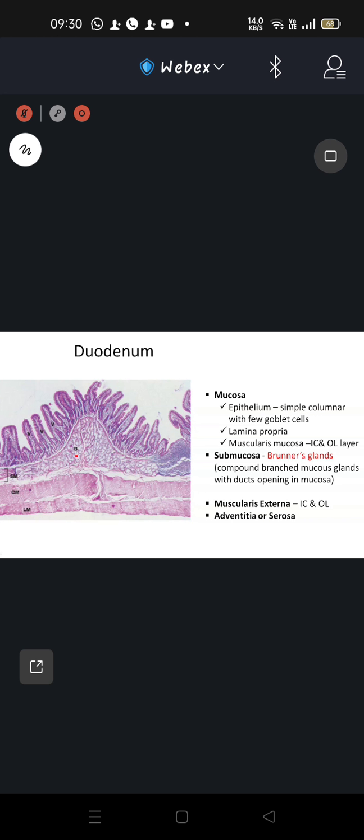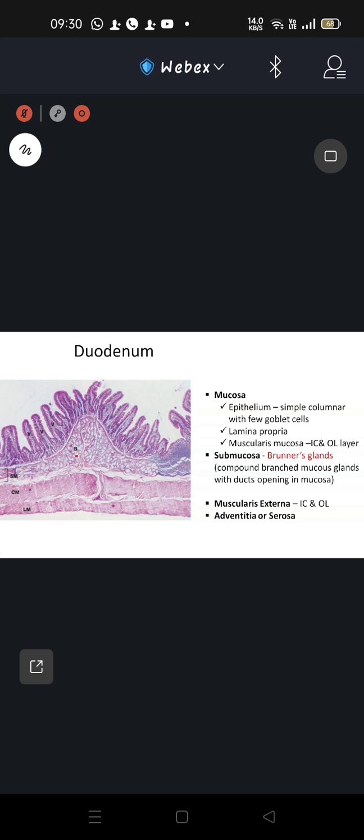lamina propria, and that's how the villi are being formed. You can see these broader villi. So the major difference is that here the lining epithelium is invaginating into the lamina propria. Here the lamina propria is exvaginating, and along with that the lining epithelium is projected as villi.